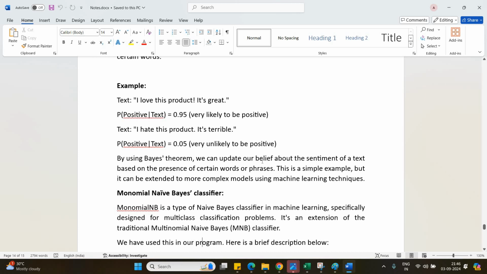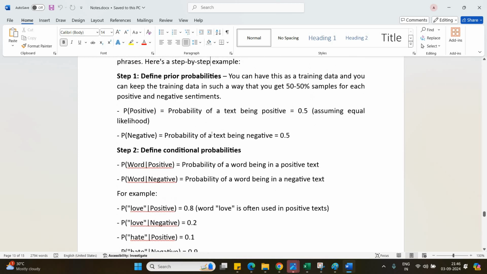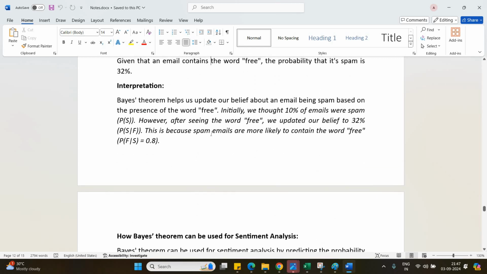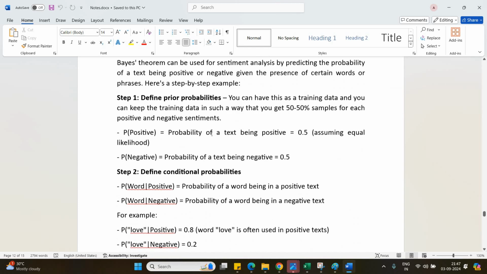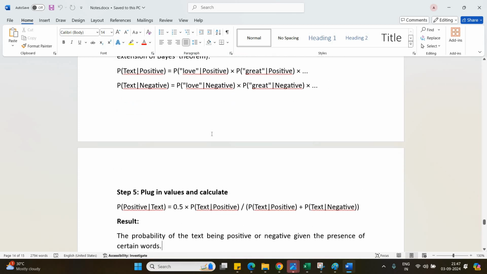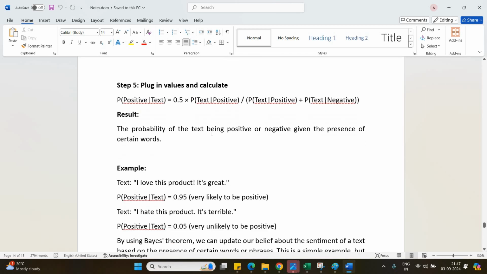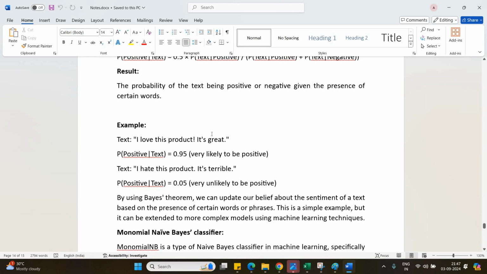So by using Bayes theorem, we can update our belief about the sentiment of a text based on the presence of certain words or phrases. This is a very simple example, right? But you can extend it to more complex examples where you are using machine learning techniques. I hope you have understood this concept that we have just discussed. And we are almost done with this small POC that we have created, right? So we have understood all the basic concepts used from mathematics. I hope you have enjoyed all this till now.